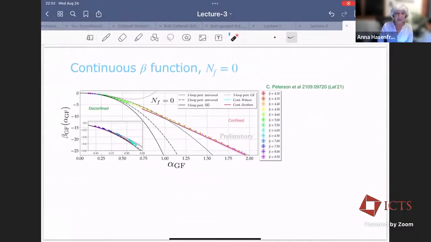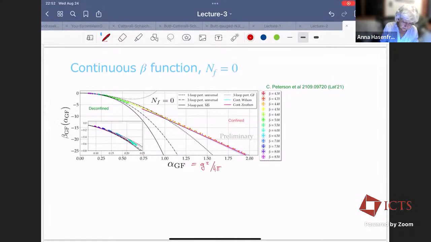That's the beta function, and I call it the continuous beta function, but it is really what we are used to in the continuum. Just the beta function, and this is for pure Yang-Mills, no fermions. And the beta function as a function of alpha, g squared over 4 pi. So if you look at the numbers here, this system really goes out to very strong couplings. Alpha 2 is g squared about 24.